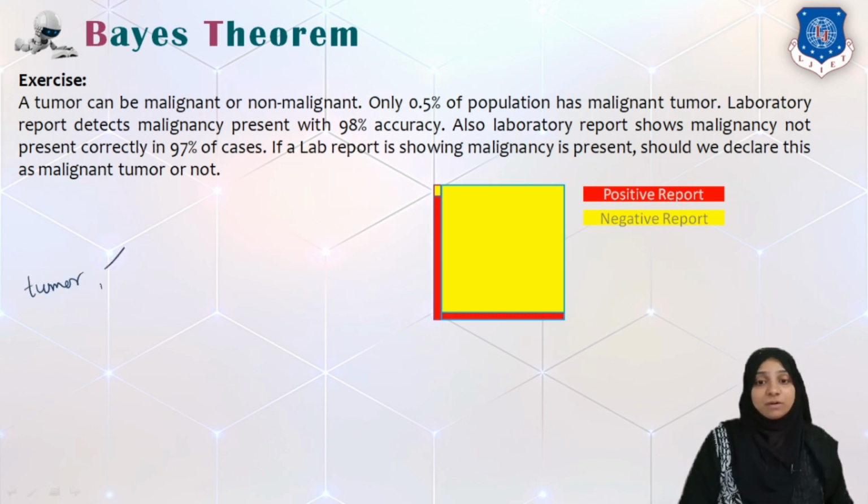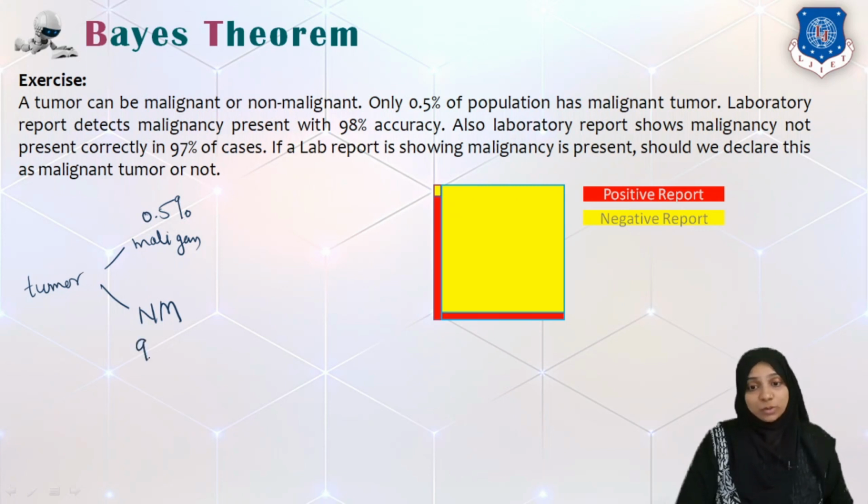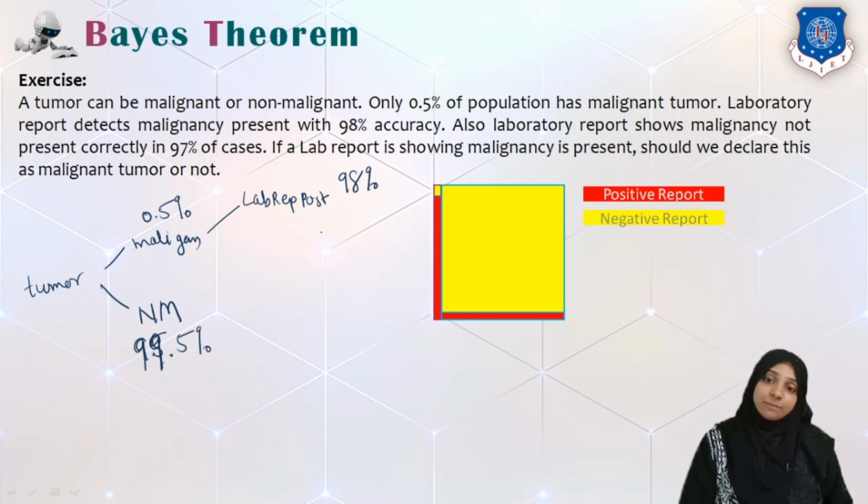a tumor can be of two types. It can be of malignant type or it can be of non-malignant type. Only 0.5% chance is there that the tumor will be of malignant type. So in total, 99.5% chance there that it will be of non-malignant type. If it is malignant type and its lab report is positive, that accuracy is 98%.